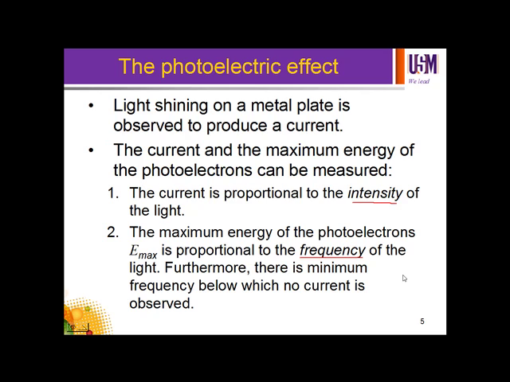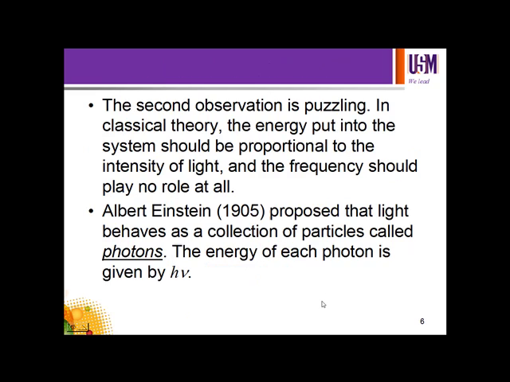Furthermore, there is a minimum frequency below which no current is observed. This is what we call the threshold frequency. The second observation is puzzling. In classical theory, the energy put into the system should be proportional to the intensity of light, and the frequency should play no role at all. That's what classical physics says, that the energy should be proportional to intensity and not to frequency.